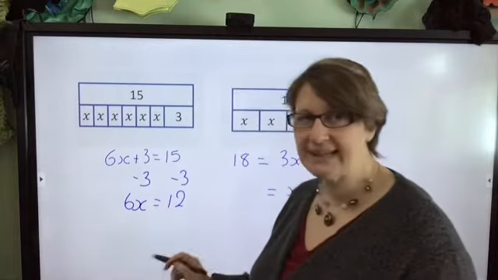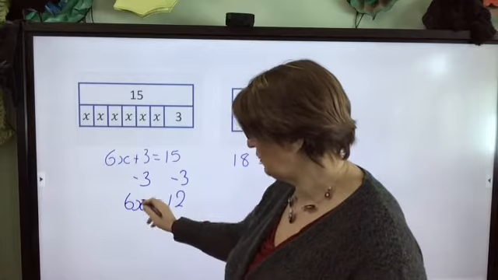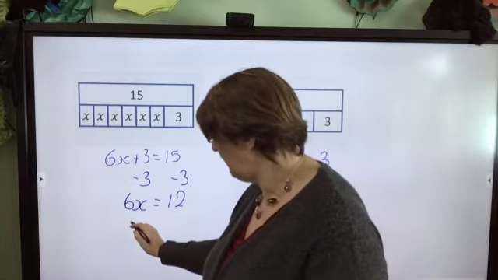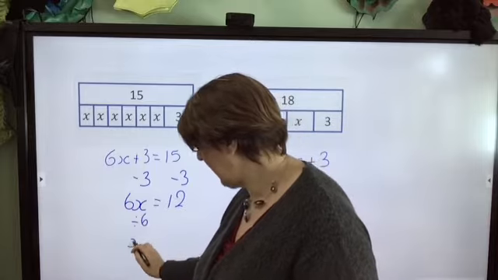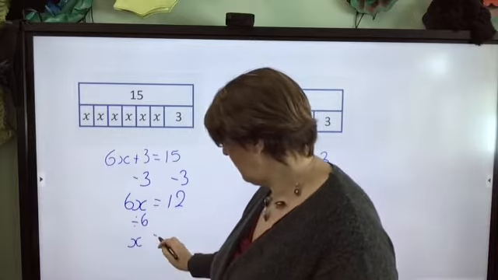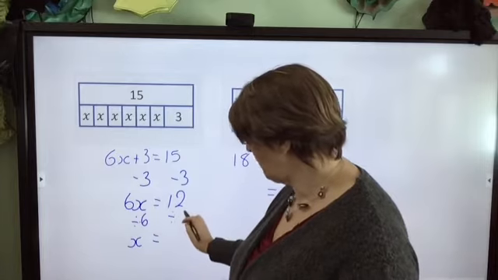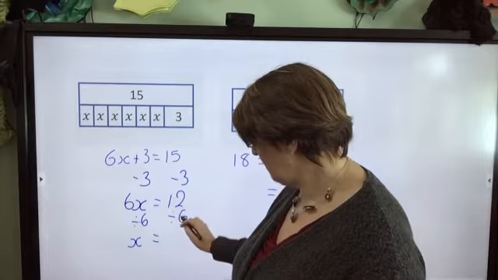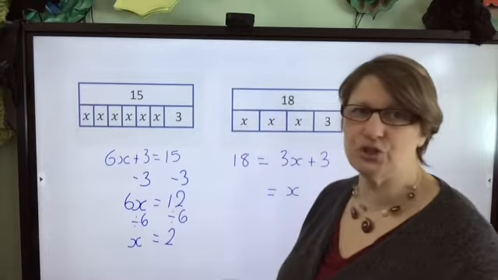And remember, our next step is to find 1x. If I've got 6 lots of x, if I divide this by 6, I will find 1x. But remember, whatever I do to this side, I've got to do to this side to keep it balanced. So I've got to divide by 6 here. So 6 into 12 goes twice. So x equals 2.